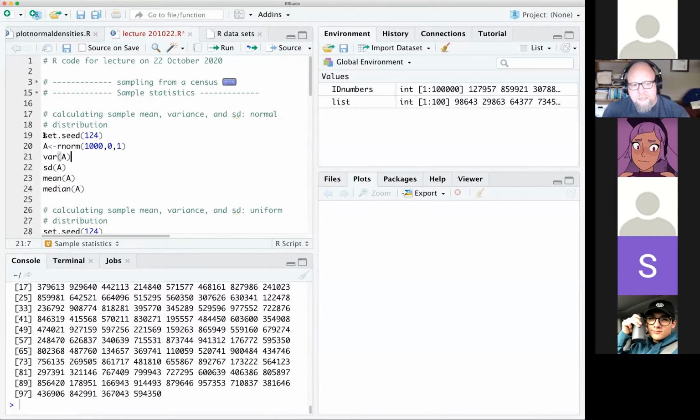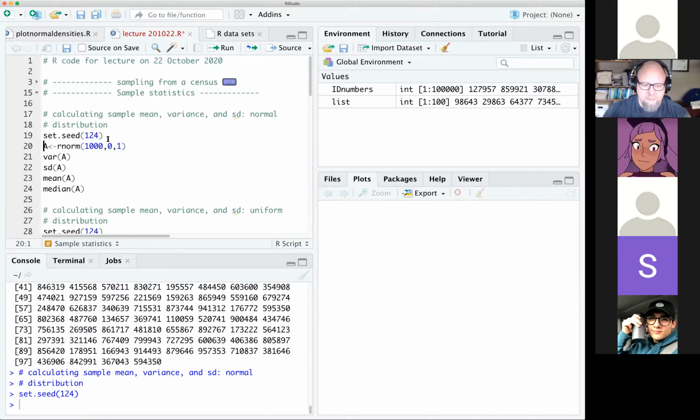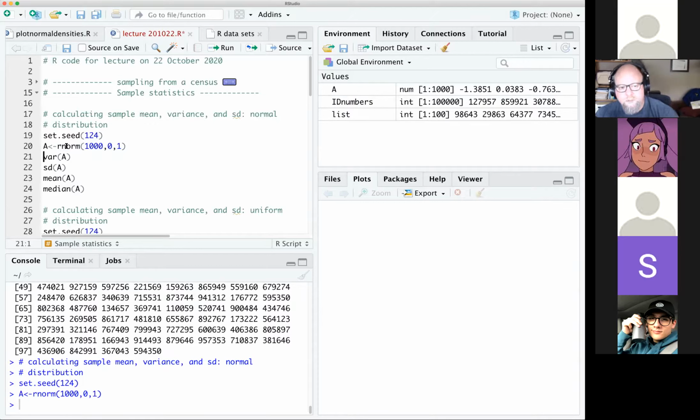And what I'm going to do here on line 19, this is a way for me to just set or control the random number generator. And so each time I execute line 19 and then execute line 20, even though I'm choosing 1,000 random numbers, because I set the seed in line 19, I'm always going to get the same 1,000. So it makes it predictable. So let's do that. I'll set my seed to 124. I'm going to create a data set A that consists of 1,000 random numbers that come from a normally distributed random variable with mean 0 and standard deviation 1. We talked about that last time.